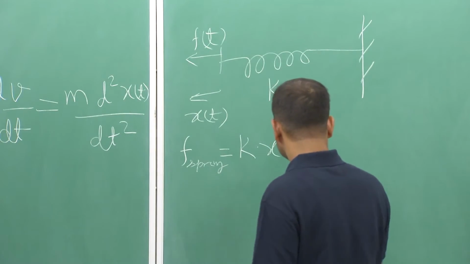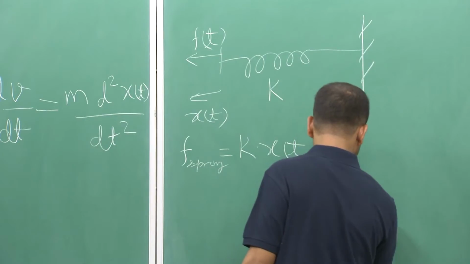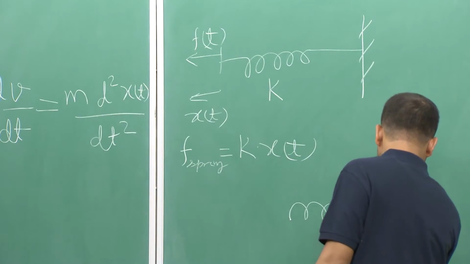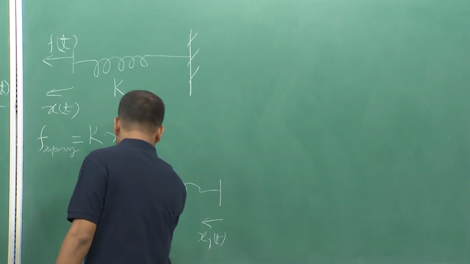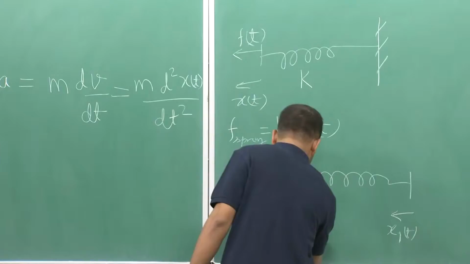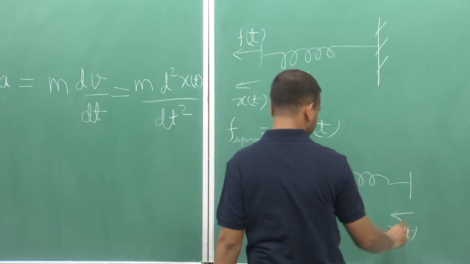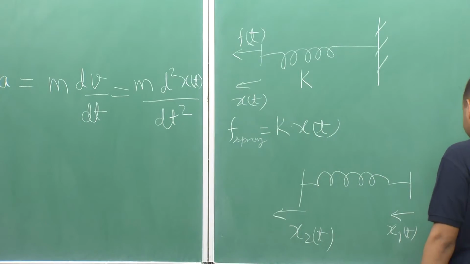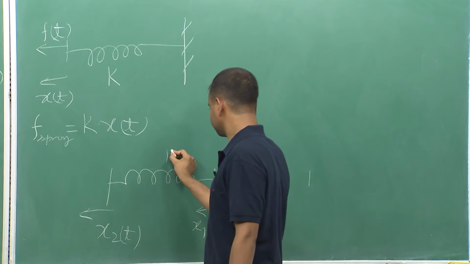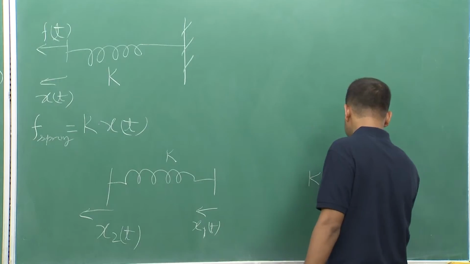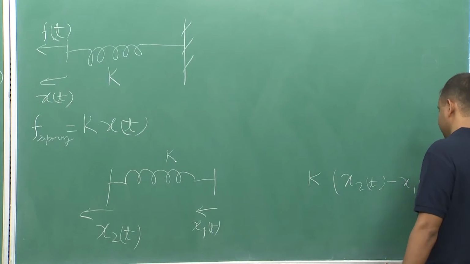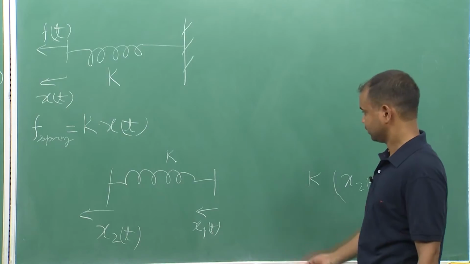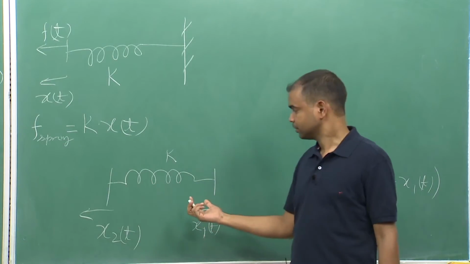If the spring is connected in such a fashion that both its terminals are getting some displacement, suppose this part is displaced with x1 of t, and this part is getting displaced with displacement x2 of t. So, the force applied due to this spring, if K is the spring constant, will be K times x2 of t minus x1 of t, the relative change in the length of this spring.